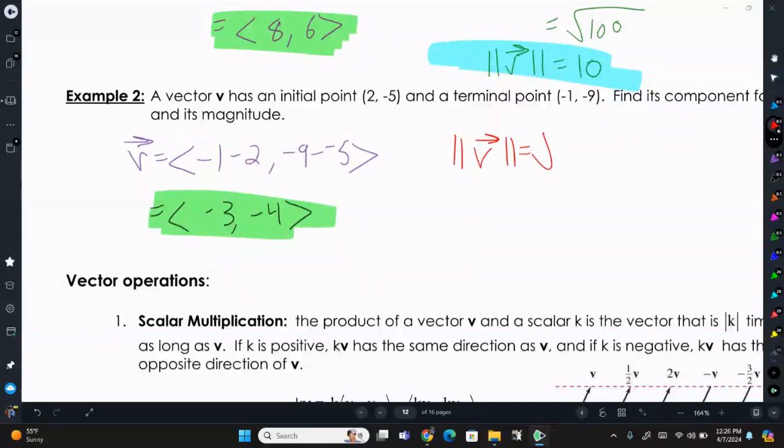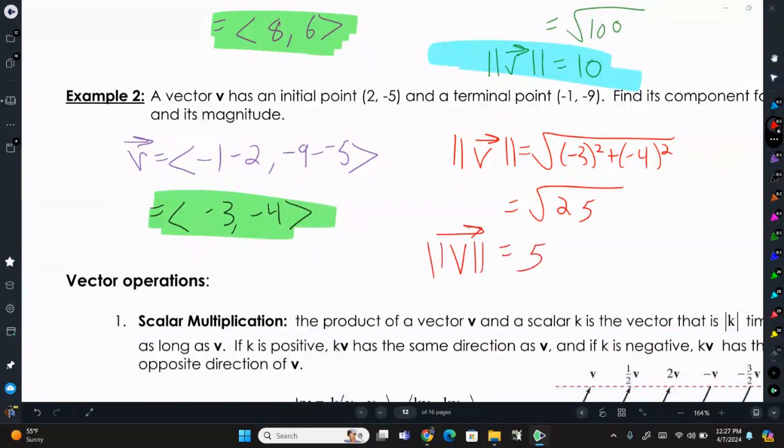our magnitude is going to be the square root of -3 squared plus -4 squared, which is going to be the square root of 9 plus 16, which is 25. So that will give us a magnitude of 5. So yeah, finding your magnitude in component form is really easy. It uses the distance formula, but I would rather you do the component form first, and that makes the magnitude easier.